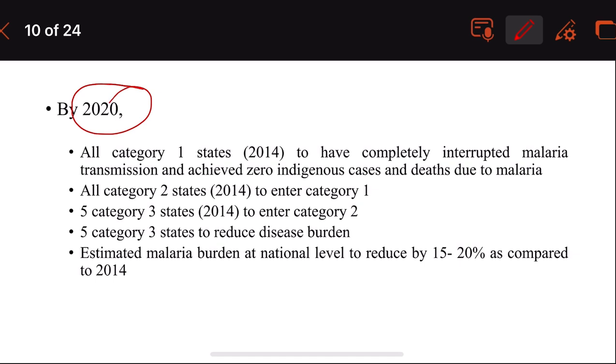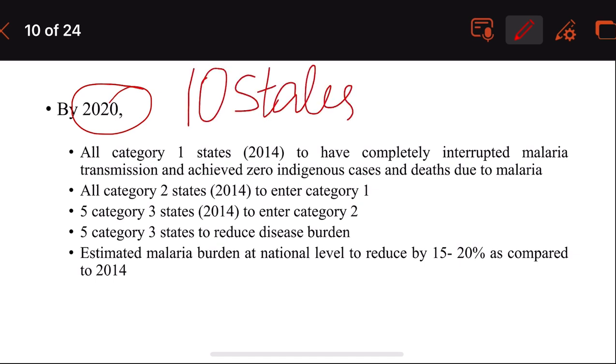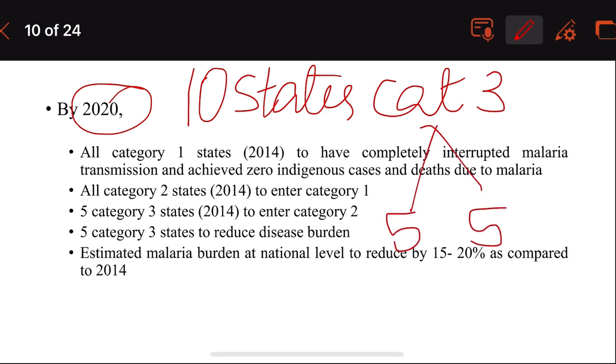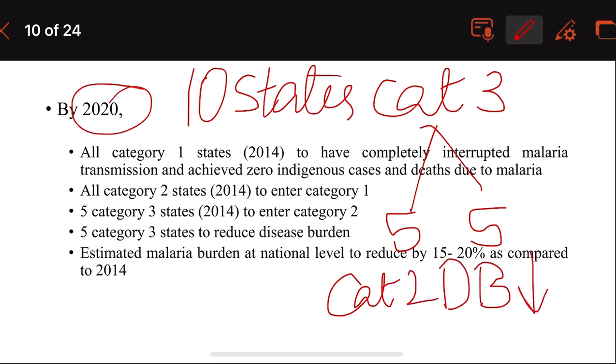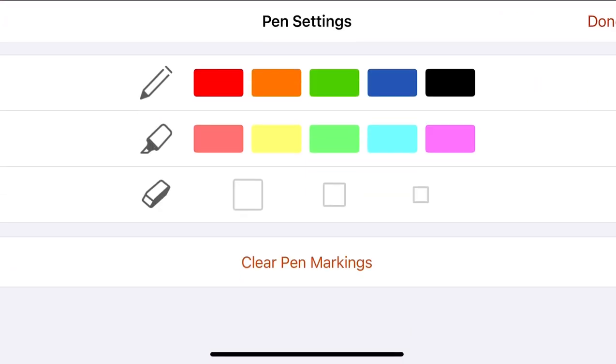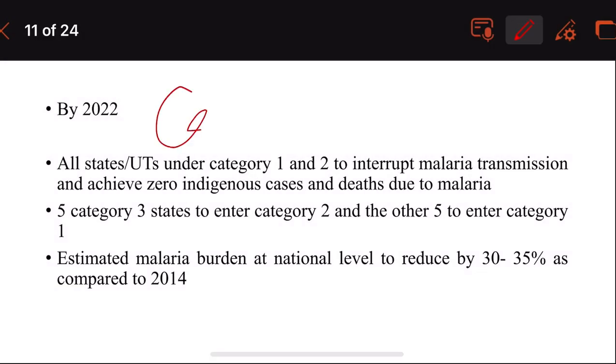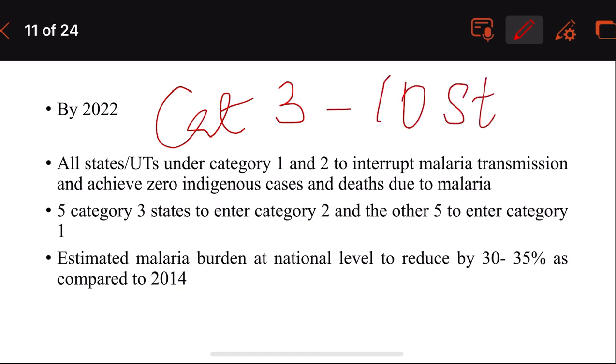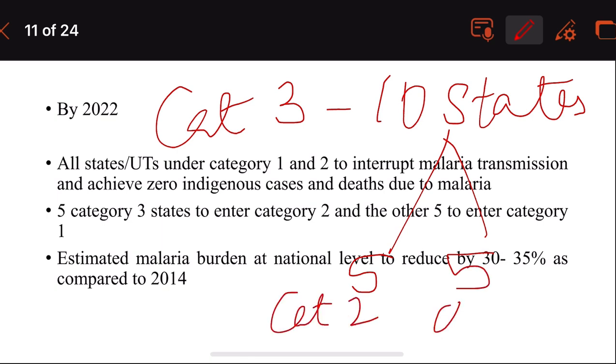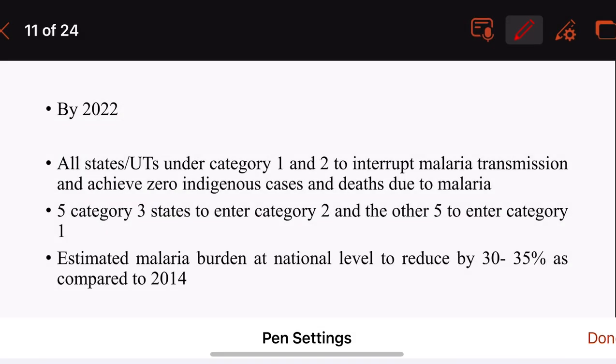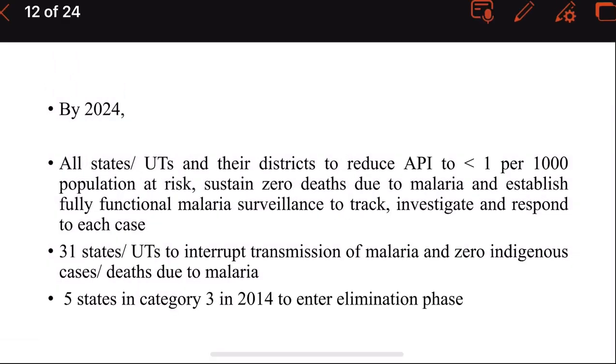In the year 2020, the 10 states of category 3, when you divide them 5 and 5, the 5 states will enter into category 2 and the remaining will have the disease burden reduced. Okay, now here in this, the category 3, 10 states, we are dividing them into 5 and 5. They will enter category 2 and the remaining 5 will enter category 1. And the disease burden, we saw here, will be 30 to 35%. Fine, done. Moving on. Next, we have 2024.